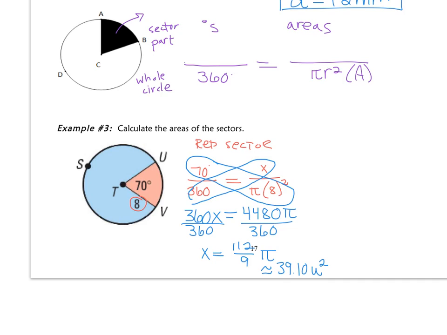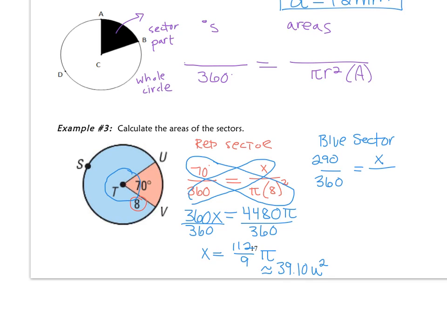Okay, let's do the same thing, but this time let's do it for the blue sector. So the blue sector, I'm also going to set up a proportion. So I get my proportion ready. The arc degree measure, if the red one was 70, I have to get the blue one. So remember that the two angles here have to add up to 360 because they form a full circle. So it would be 360 minus 70, which is 290. Full circle is still 360.